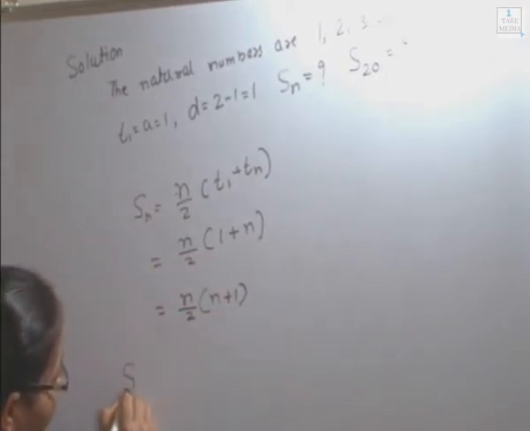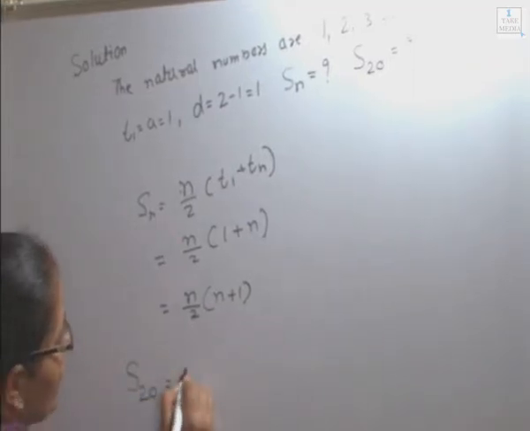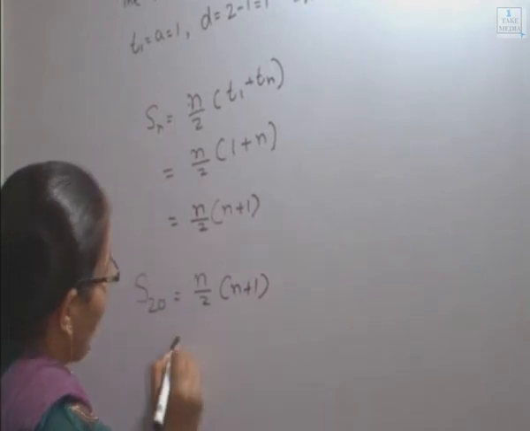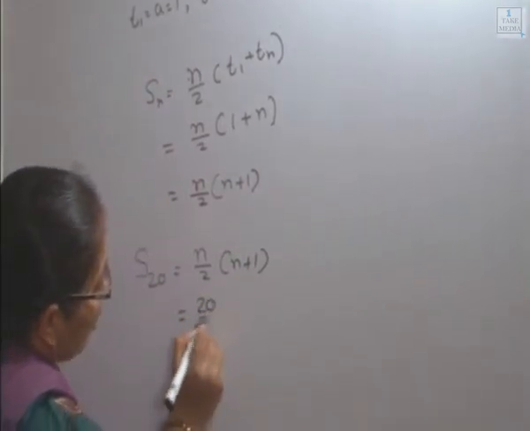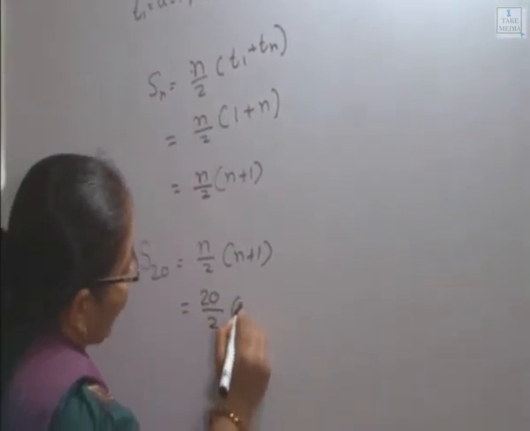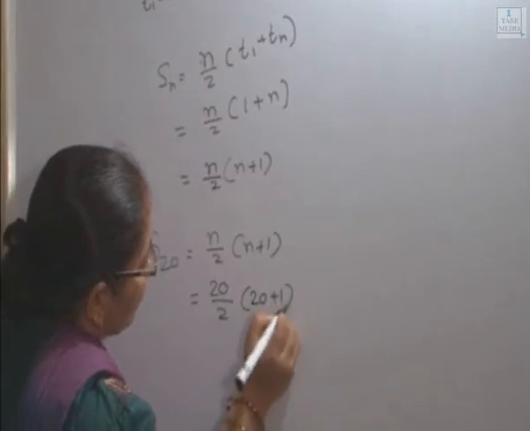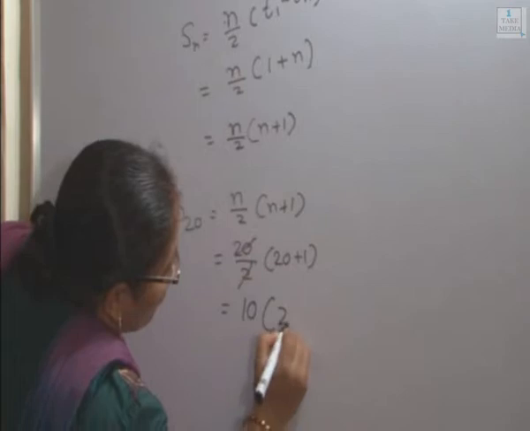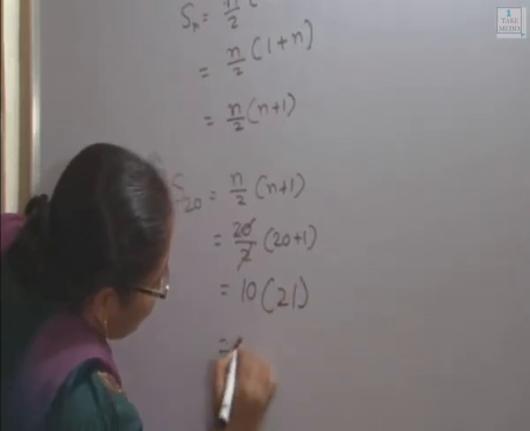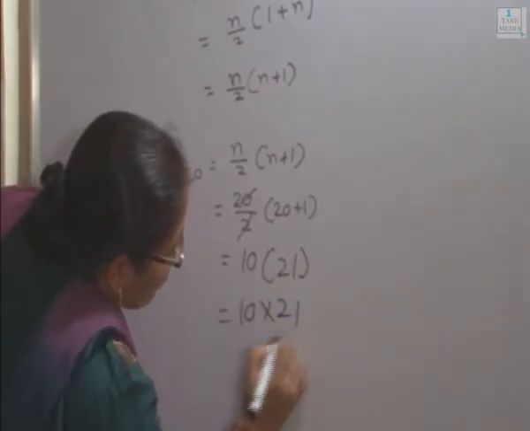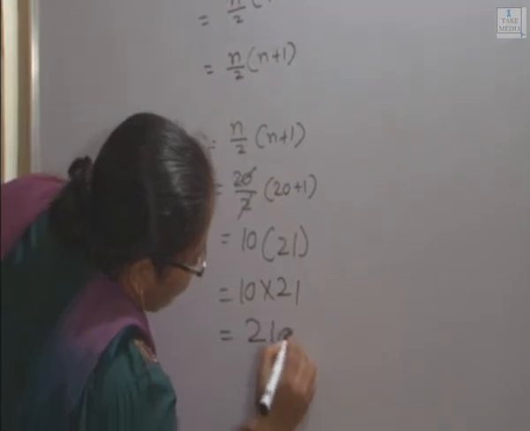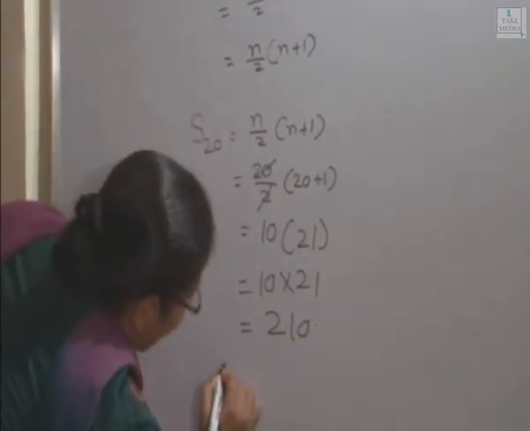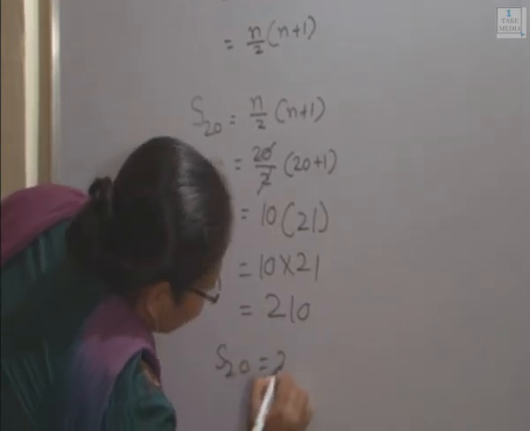Now we will calculate S20. S20 is n upon 2 times n plus 1. So the n value is 20 upon 2 and n plus 1 is 20 plus 1. So 20 upon 2 is equal to 10, and 10 multiplied by 21 equal to 210. So S20 equal to 210.